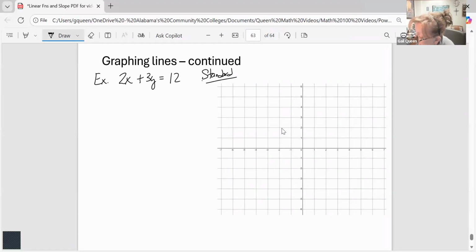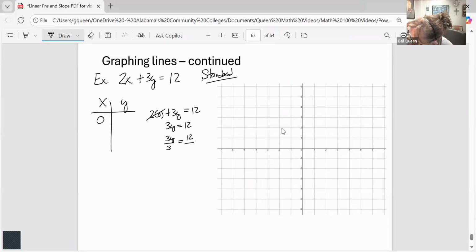All right, so if I have a tilted line in standard form, I'm just going to do an xy chart and find 2 ordered pairs. If I let x equal 0, go to your equation, everywhere you have an x put a 0, and solve the equation for y. So I get 3y equals 12. Divide by 3 on both sides, and you get y equals 4. So when x is 0, y is 4. So one ordered pair on my line is the ordered pair 0, 4.